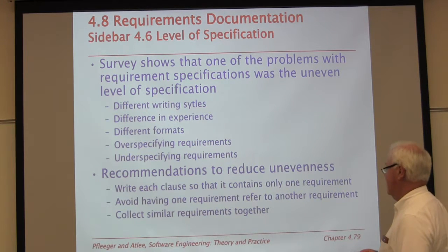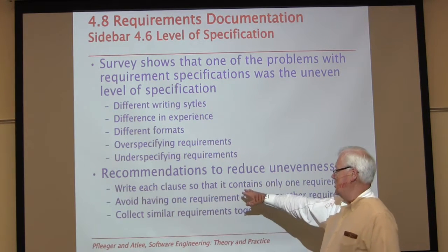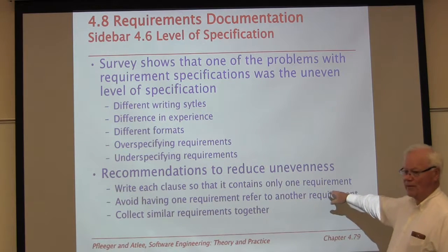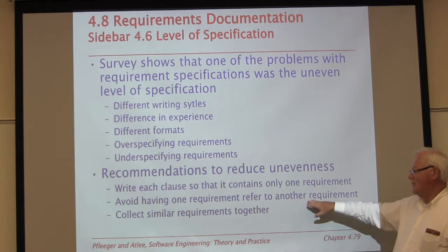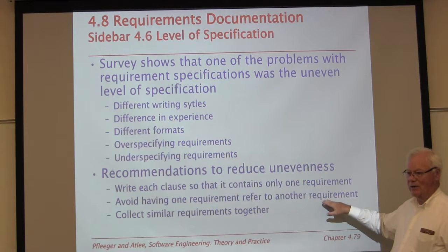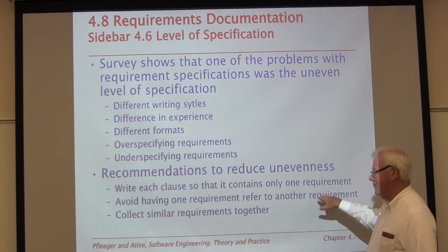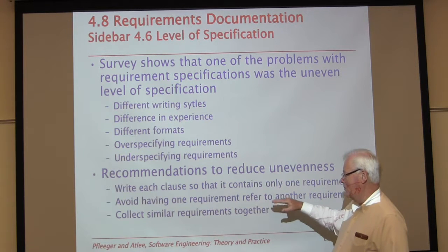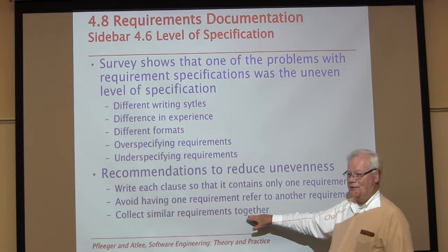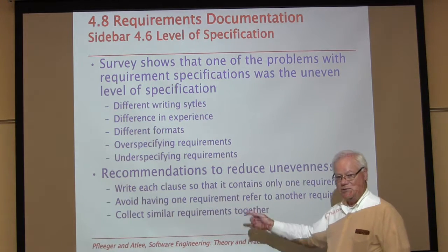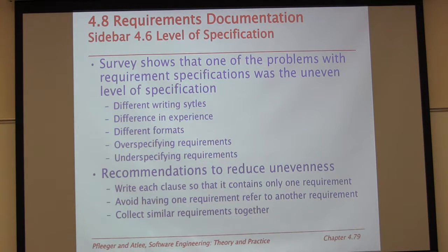So, how do we reduce unevenness? Write each clause so that it contains only one requirement. Okay, so isolate the requirements. Avoid having one requirement refer to another requirement. That's a little hard to do sometimes, right? Because sometimes it's building on another one. But try to get it to be an individual one-line requirement. And then collect similar requirements together. And this begins to get a cohesive set of requirements.